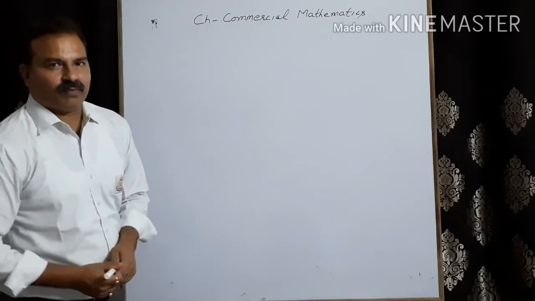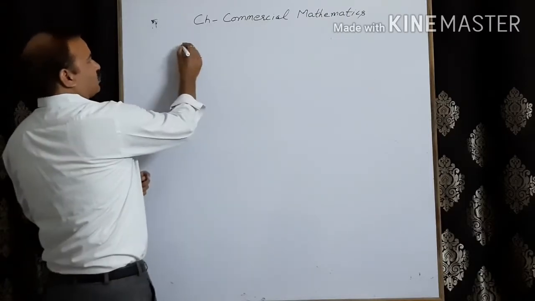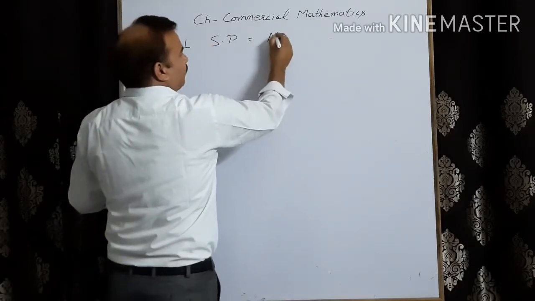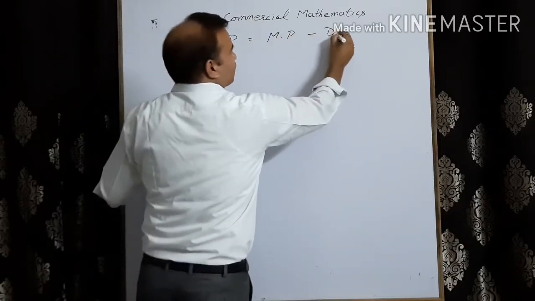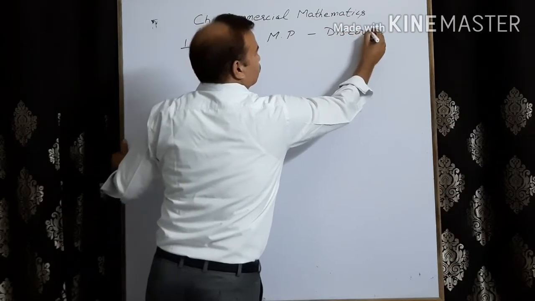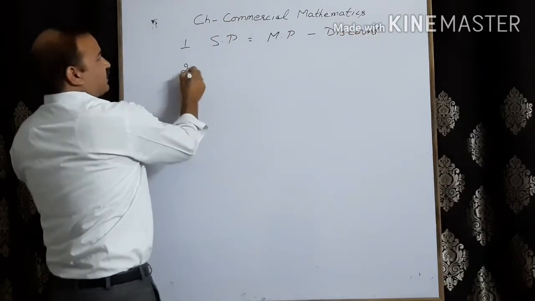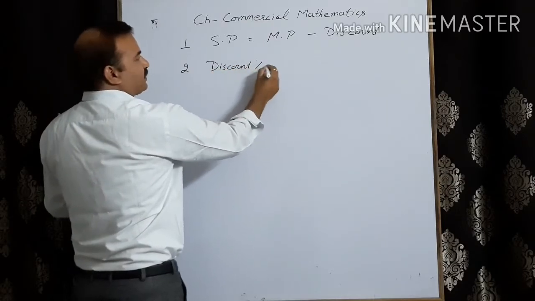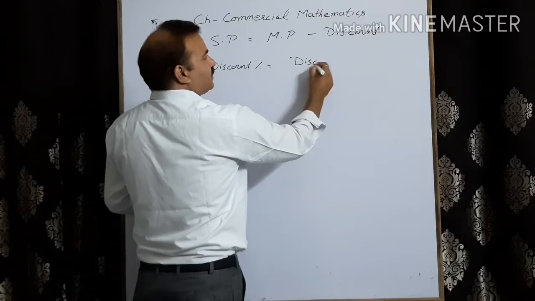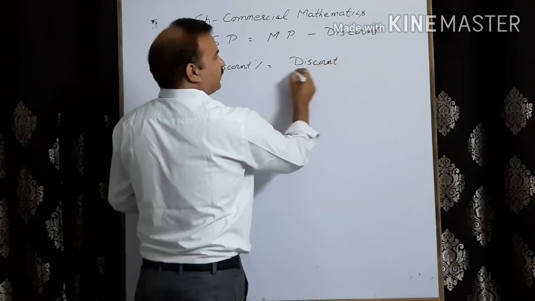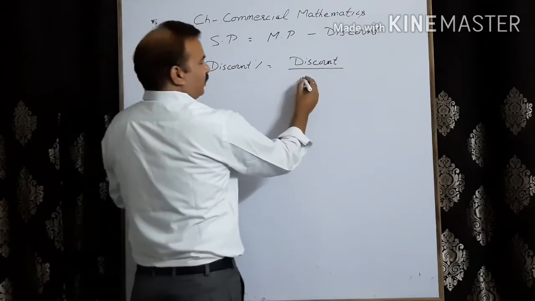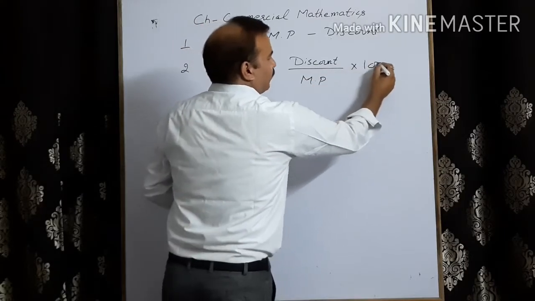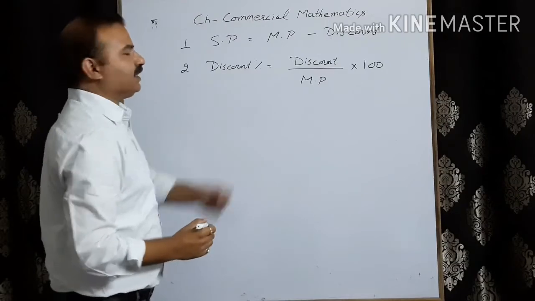Let's have a look at a few formulas by which we will be able to solve the questions. The very first thing is selling price. Selling price is the MP, that is marked price, minus discount. Now the second formula is discount percent. Discount percent is the discount, meaning whatever amount by which we are getting the relief or the concession, divided by MP, that is marked price, multiplied by 100. That will give the value of the discount percent.